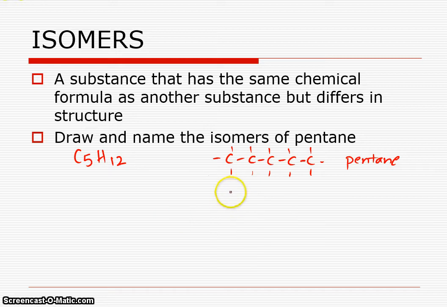If I went like this, this would still be pentane. It's still a 5-parent chain. And so that would not count as an isomer because it doesn't have a different name. If I put a carbon here, now I have butane as my main chain, and I have a methyl group at the 2 position. So it's 2-methylbutane.